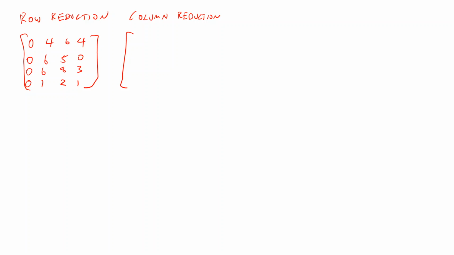Column reduction matrix. So 0, 0, 0, and 0. It's a nice easy one. This one will be 3, 5, 5, and 0. So the smallest is 1. This next one, 4, 3, 6, 0. And then 4, 0, 3, and 1.